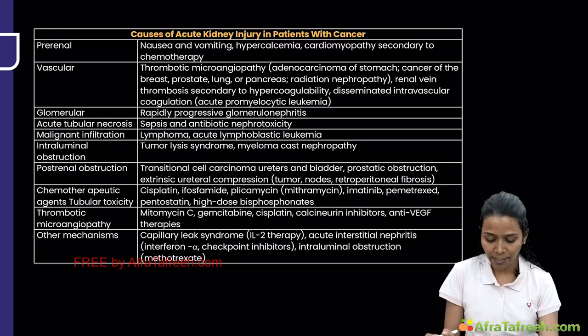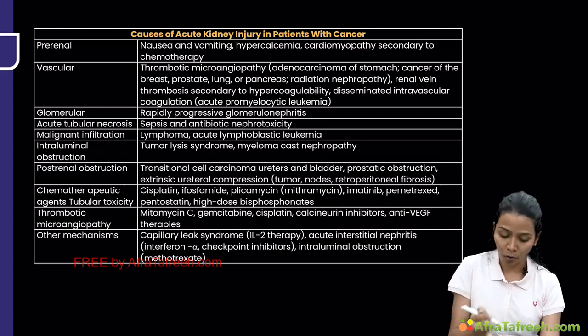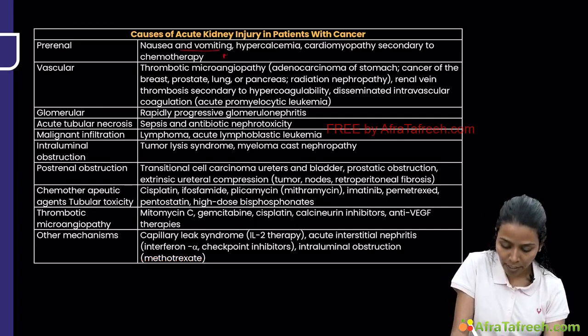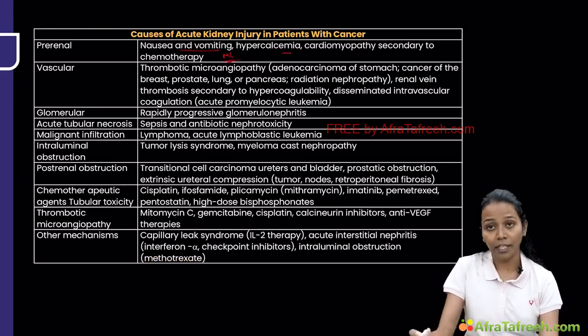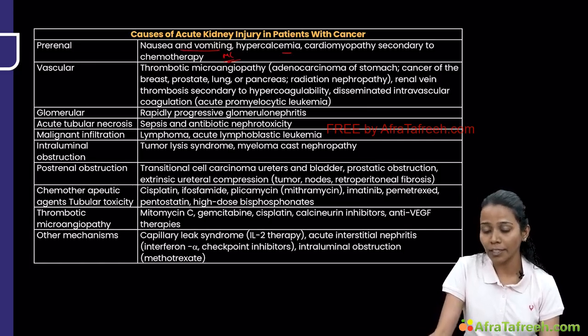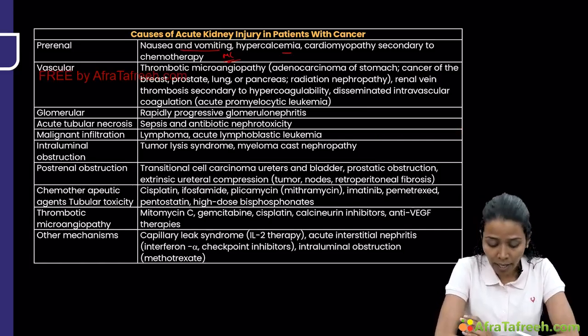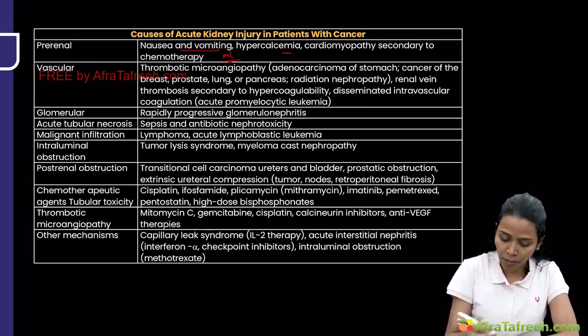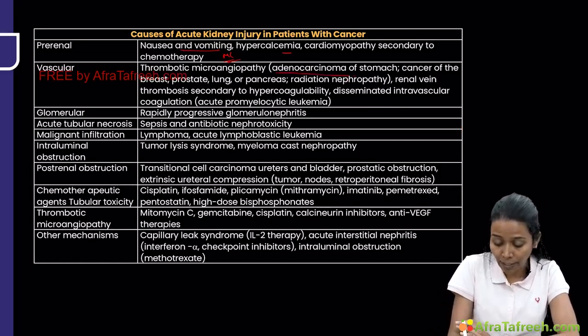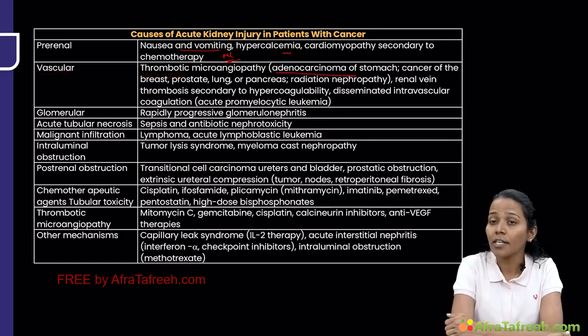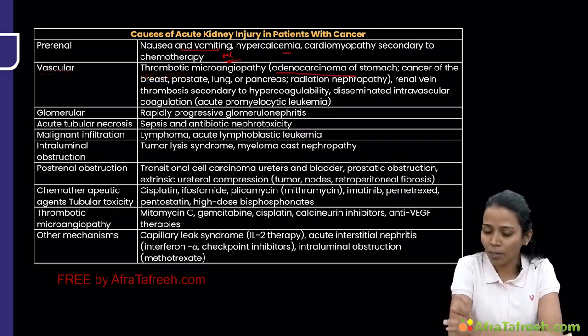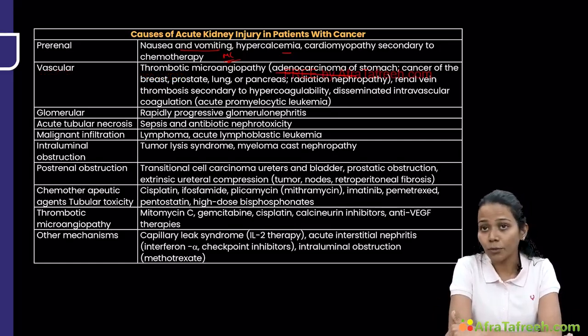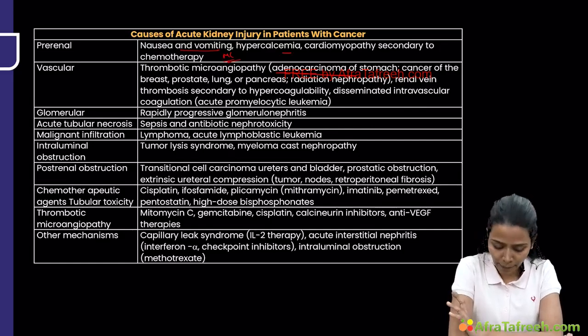Now in patients with cancer, what could be the cause? Okay, the most common cause is nausea and vomiting, that is pre-renal. Hypercalcemia, like in multiple myeloma. There can be cardiomyopathy secondary to chemotherapy leading to this pre-renal cause. Again, a vascular event like thrombotic microangiopathy can happen. It can happen because of the disease or because of the drugs. Disease is adenocarcinoma of the stomach or any solid organ like breast, prostate, lung, pancreas, radiation nephropathy. All this can lead to vascular causes, that is TMA.